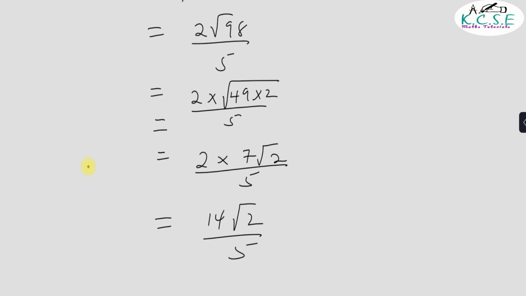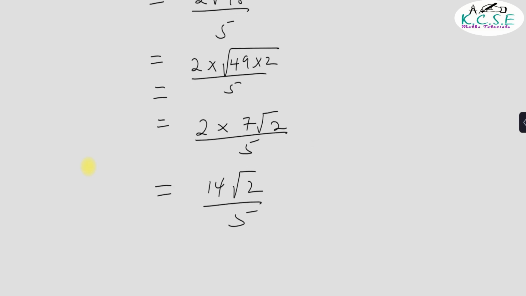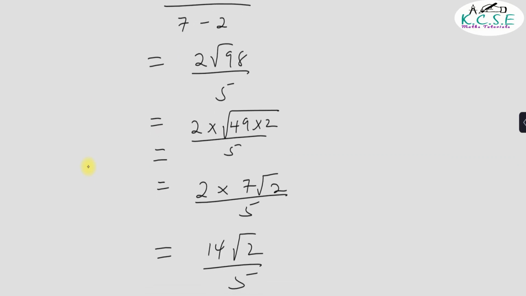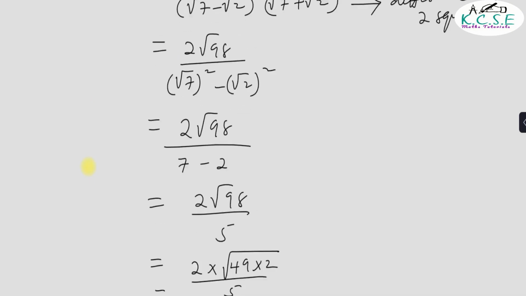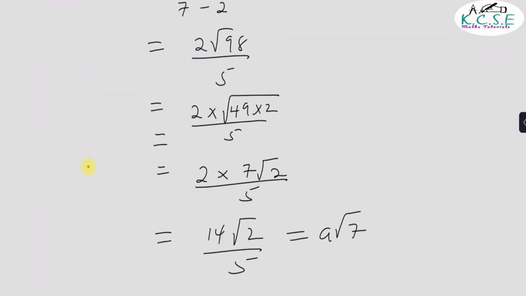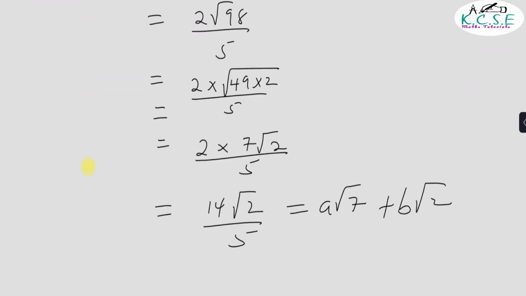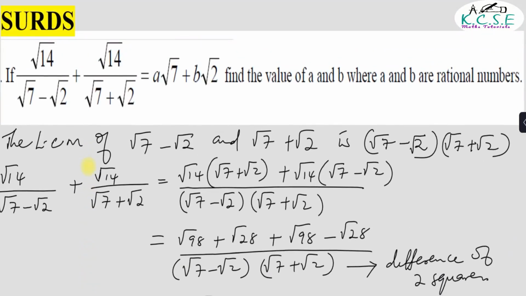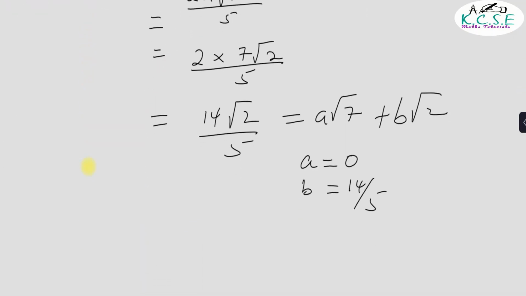Now the next thing is to identify a and b according to this expression. Look at what you'd been given: this one is equal to a root 7 plus b root 2. Since we don't have root 7, a will be 0. Then b will be given by 14 over 5. And that is what we were supposed to get for the question, a and b. So that is how you're supposed to work out that question.